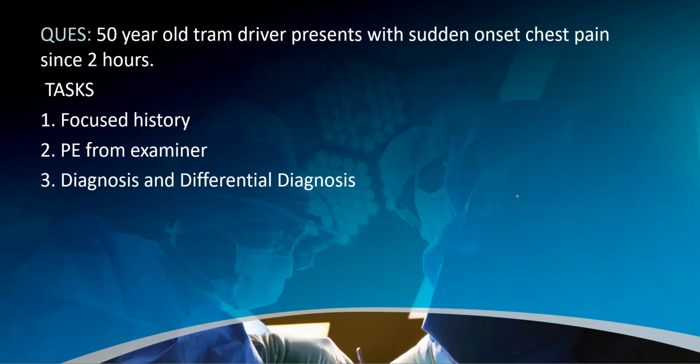Starting with the pericarditis, 50-year-old tram driver presents with sudden onset of chest pain since 2 hours. Your task is to do a focused history, P from examiner, diagnosis and differential. So sudden onset of chest pain since 2 hours, 50-year-old. So this is a high risk patient.